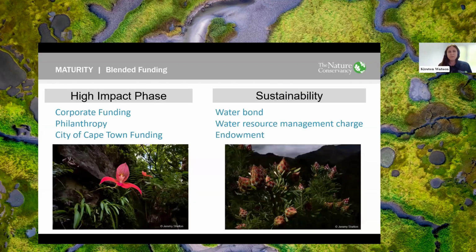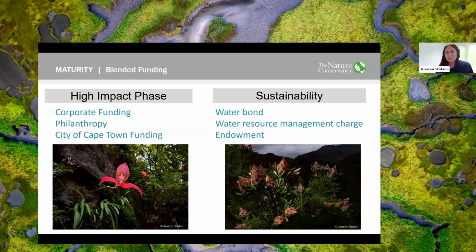Moving forward, we have this blended funding model, and for the high impact phase, the first 6 years of the Greater Cape Town Water Fund, we've been quite successful in leveraging private sector support through corporate funding, philanthropy, and also local municipal investment, because these individuals were with us from the beginning. They have a vested interest and they want to continue seeing sustainable watershed management.